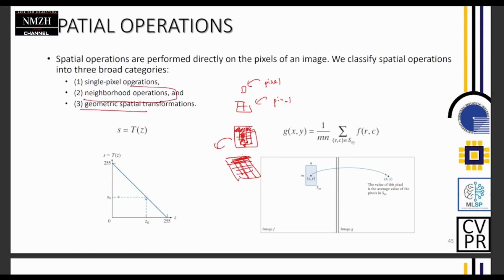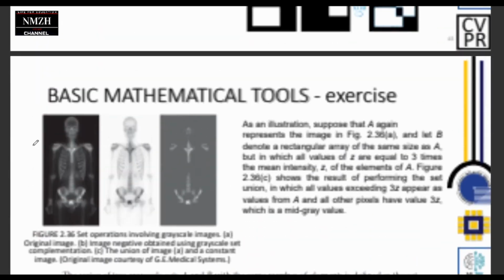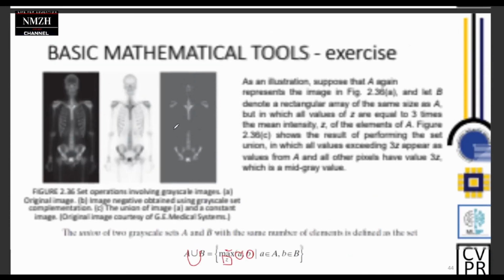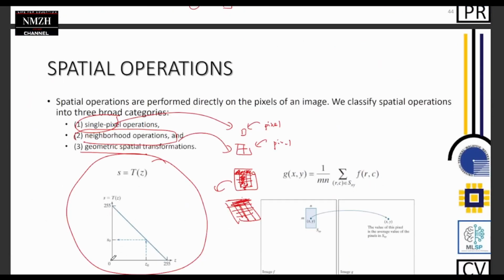So neighborhood operation is the group one. Single pixel is this one. So we have single pixel operation stated by this one, guys. Okay, so imagine that we have this one as 0. So when we make the single pixel of spatial, the value of 0 input will be reflected to the value of 255 as an output.